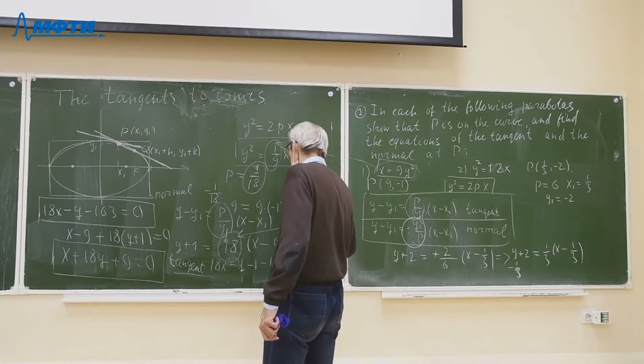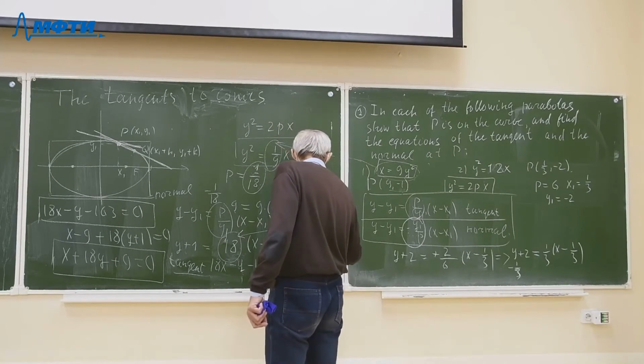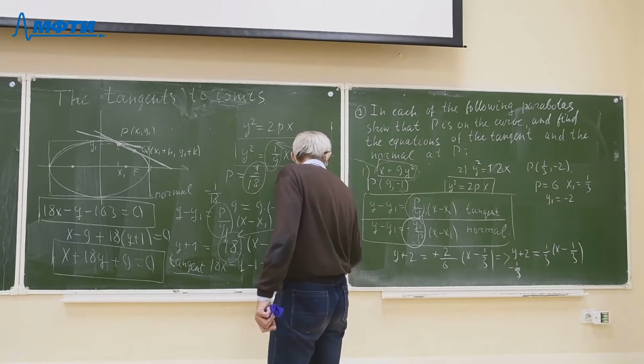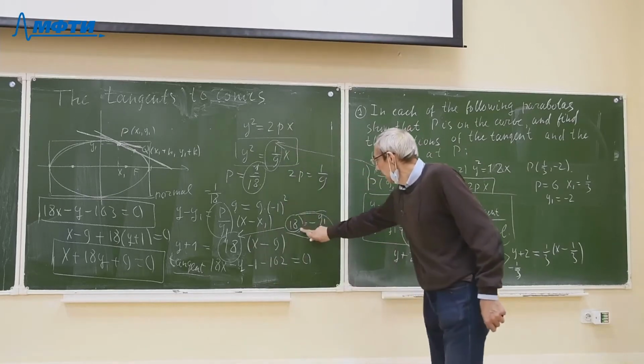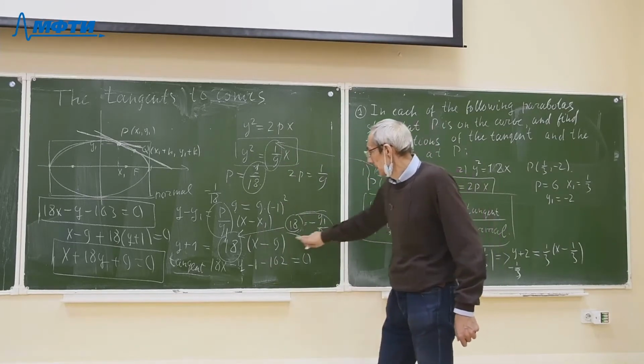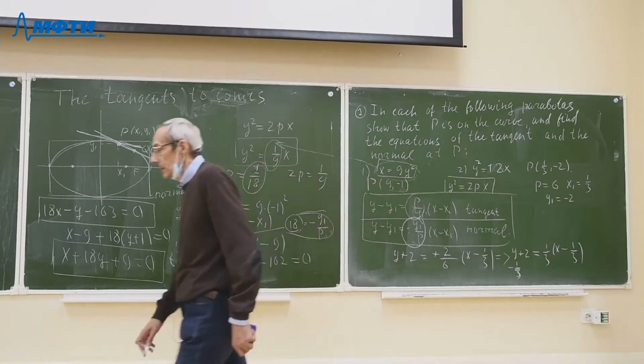This one is equal minus y1 divided p. Okay, thank you. This coefficient is for the normal. Yes, it's normal y.